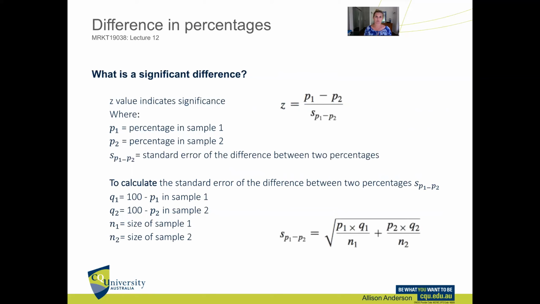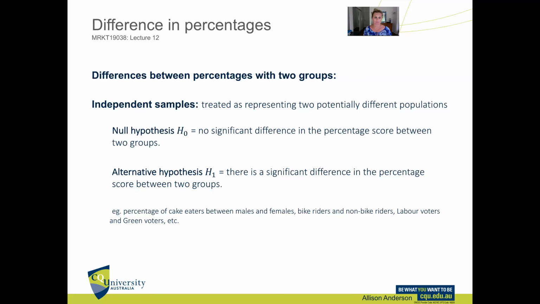All right, so you see that there may be a difference. Maybe 60% of Labor voters eat cake and 62% of Green voters eat cake, and we go, oh, there is a difference, but I don't know if it's significant or not. So then you have to do some calculations.